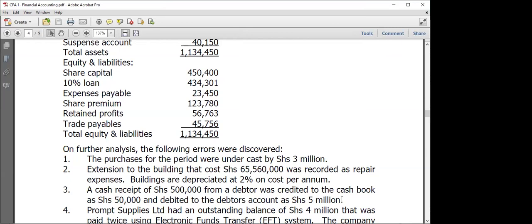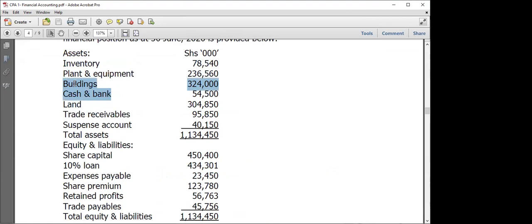But since this time they're telling us it's an extension to the building, it means that either an extra room or an extra level was added, whatever it is. So it would not really fall under repairs and expenses. So this was an error of principle, and we are going to correct it. Since this value was recorded in the repairs expense, one of the first things we are going to do is remove this 65,560,000 from the repairs expense account and take it to the building account. Even when you go up here, there's already a buildings account, so we are going to increase the buildings value here.